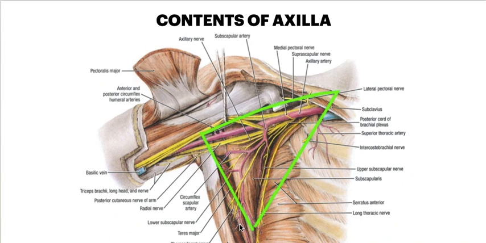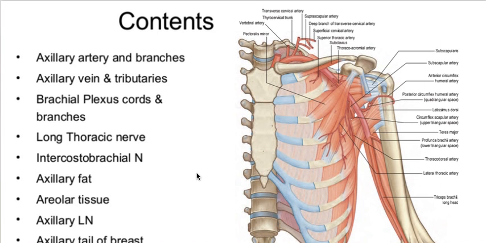As the name suggests, the contents will be axillary vein, axillary artery, and the brachial plexus. The brachial plexus will be dealt with separately. We'll talk about axillary artery first. Right, so coming to the contents of the axilla, we have the axillary artery along with its branches, the axillary vein along with the tributaries, the brachial plexus cords and the branches, the long thoracic nerve of Bell, intercostobrachial nerve, axillary fat obviously, areolar tissue obviously, axillary lymph nodes, and the axillary tail of breast.